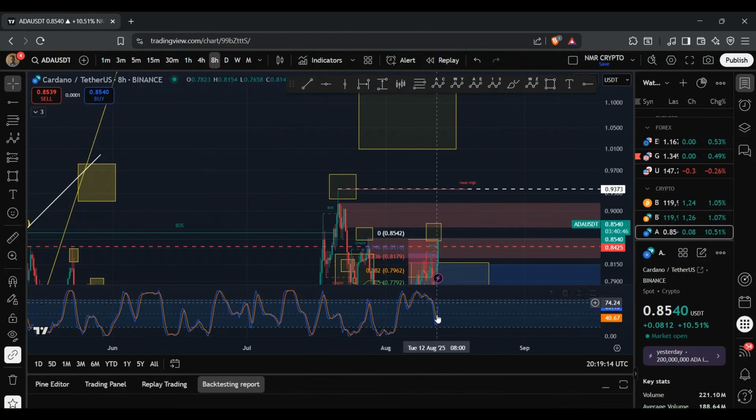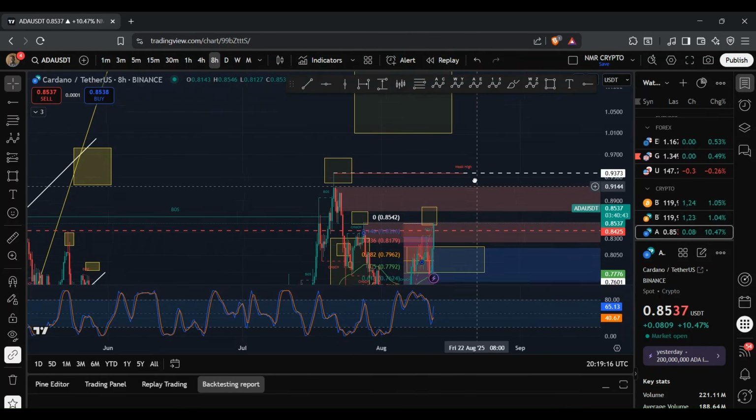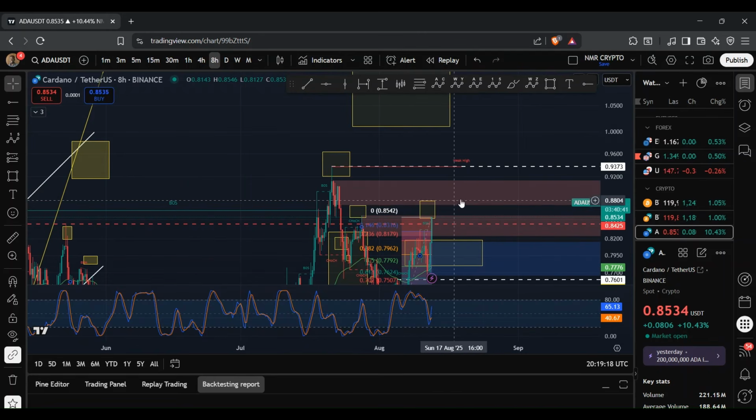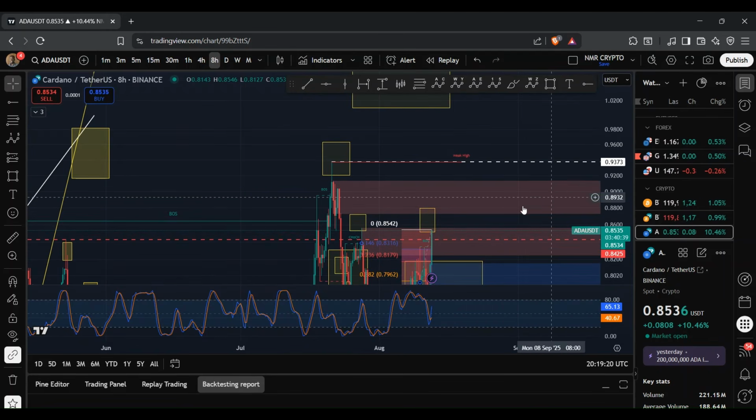And on the 8-hour chart, what you can see is the bulls still have the momentum, and so we could still see that continuation to the upside. It's possible too that we even extend beyond this region, depending on how bullish we are. And so, yeah, things are playing out nicely as things are at the moment.